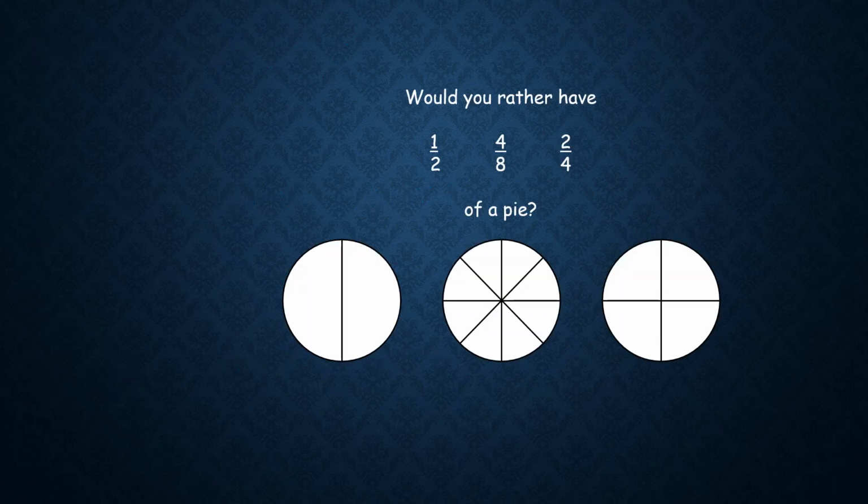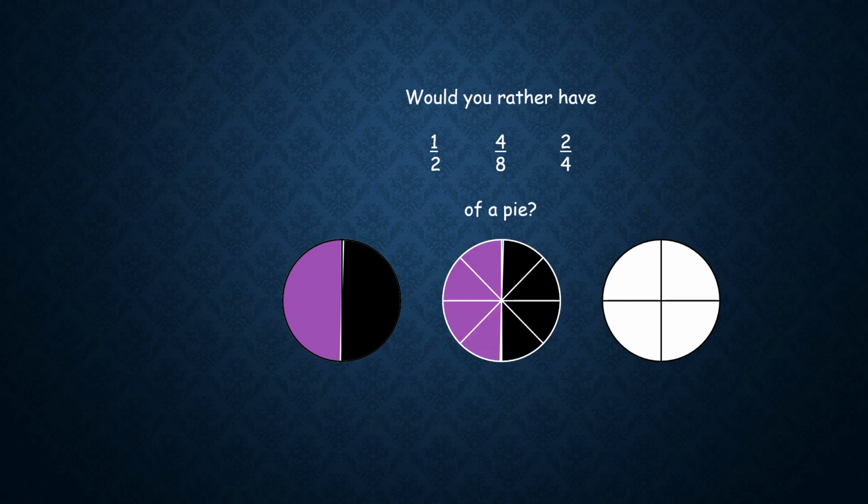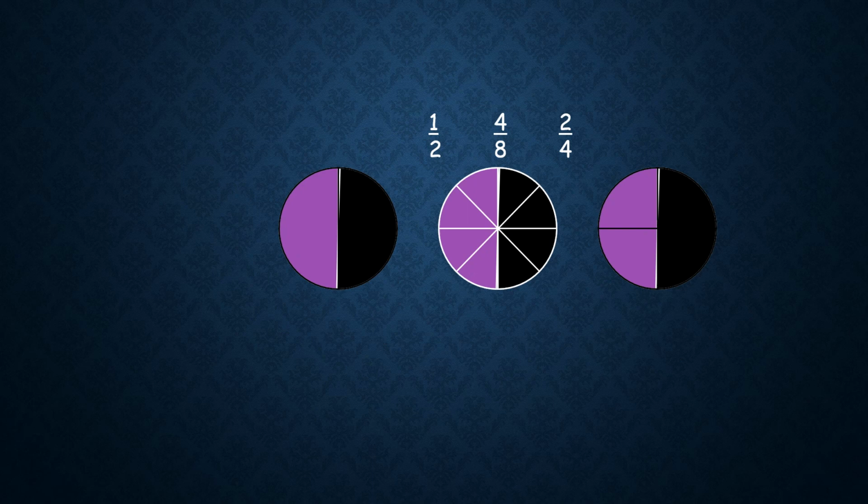So I'm posing a question here, which is, would you rather have 1/2, 4/8, or 2/4 of a pie? Well, a half, as the example here, is you shading one of the two. 4/8 would look a little bit like this, and 2/4 would look like this. So actually all of these fractions are the same, or they are what we call equivalent. They are equivalent fractions.